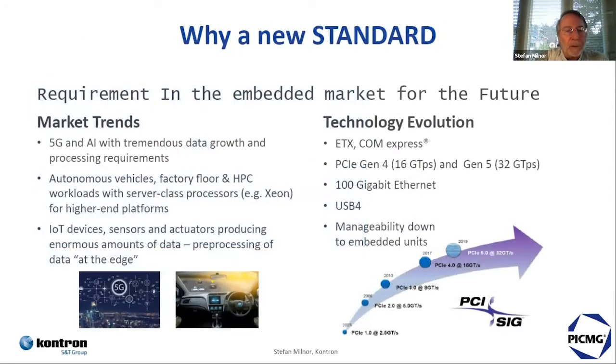Okay, so why a new standard? Basically, it's about I/O bandwidth and computing power. So, bandwidth is going up all the time, and computing power is going up all the time. The 5G cell phone network brings a whole lot more data in that has to be processed somehow. Artificial intelligence needs huge computing power. There's a lot of interest in autonomous vehicles. These need lots and lots of computing power.